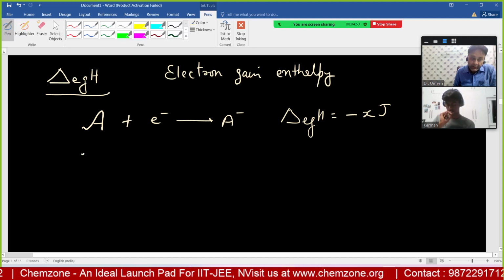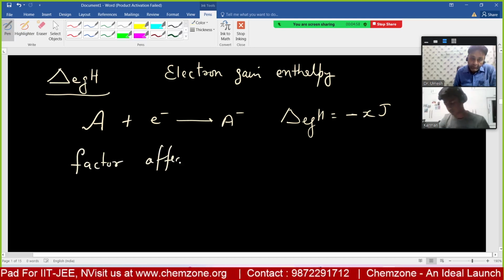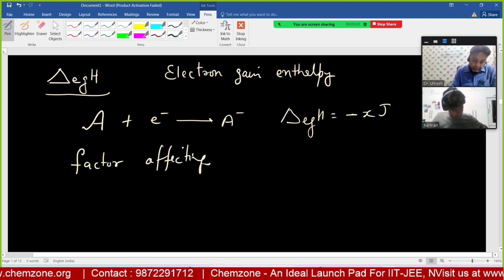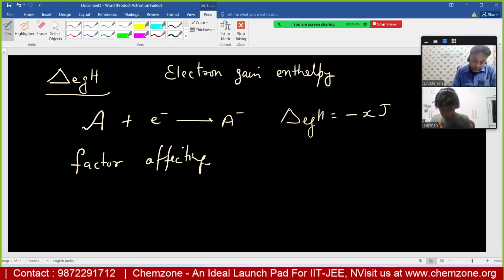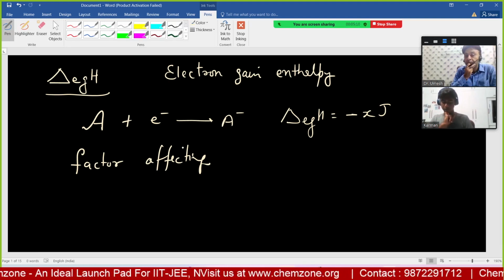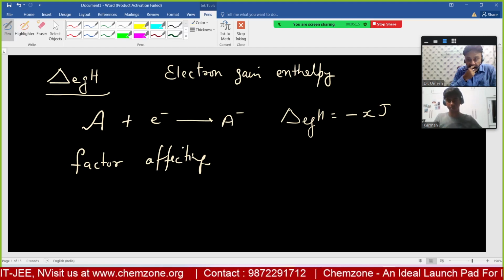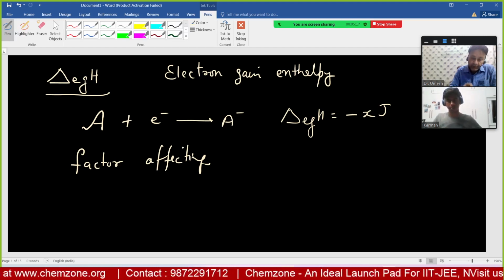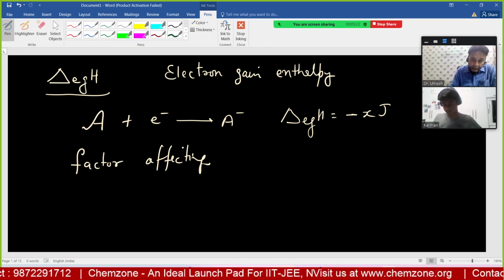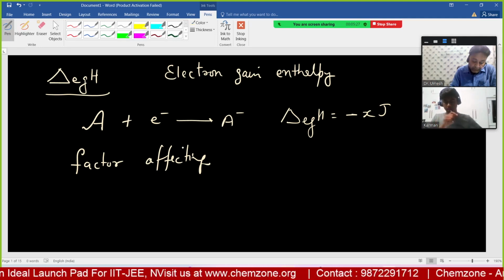Understood? Now next, write down factors affecting enthalpy of ionization. Energy is used to take out an electron, and energy is released when an electron is added. Very good, perfect conclusion. So whenever we add an electron to an atom, energy is released.